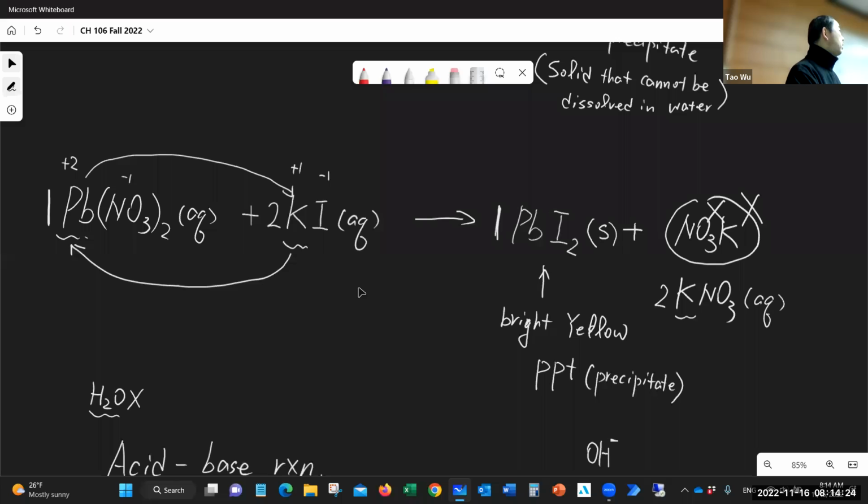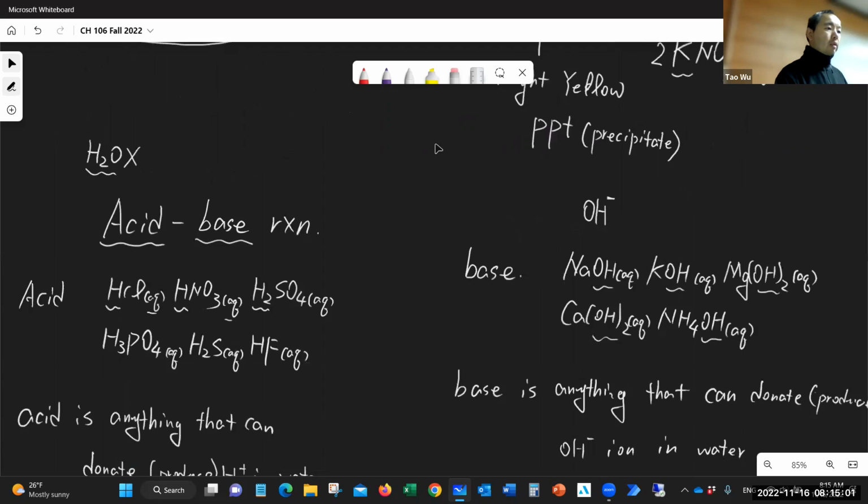But the point is, if I give you two random compounds together, how can you predict which one is the precipitate? Is there any rule to figure that out? If I give you the equation, you know which one is a precipitate: the one written with S, which means it's a solid. So that's a precipitate. But how can you predict it? You don't know, right? So this is what we're going to talk about today.